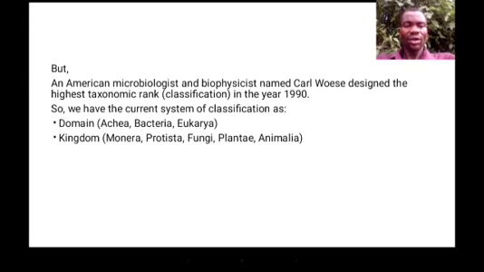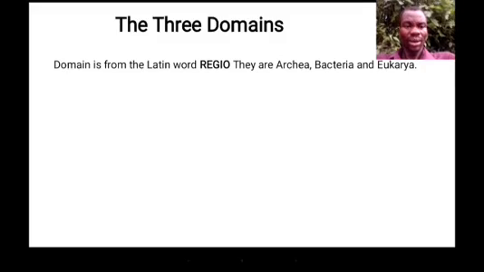And followed by kingdom, which consists of 5 kingdoms. We have the kingdom Monera, kingdom Protista, kingdom Fungi, kingdom Plantae, and kingdom Animalia. Followed by phylum or division, class, order, family, genus, and species. 3 domains. The word domain is from the Latin word regio, and we have 3 groups. We said we have the archaea, bacteria, and eukarya.